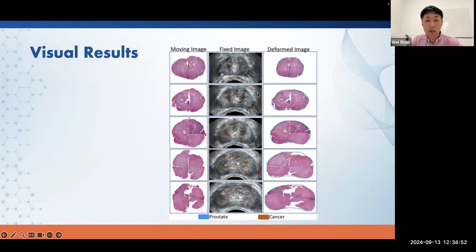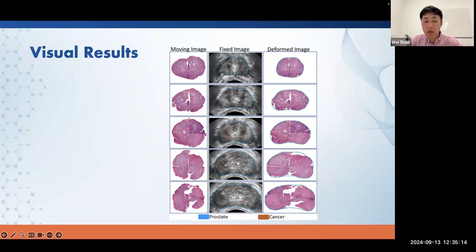So this shows you some visual results. This is the image before the registration. We want to apply a geometric transformation to deform it into this image. So now this image aligns much better with my microultrasound image. So this is before registration and after registration, and after the registration, we can map the cancer outlines on the input image into the microultrasound image.